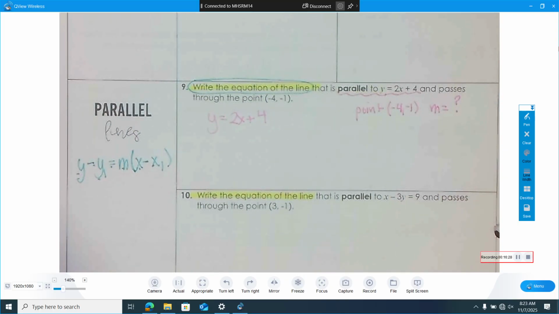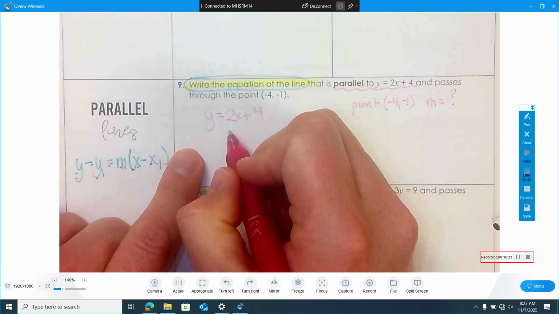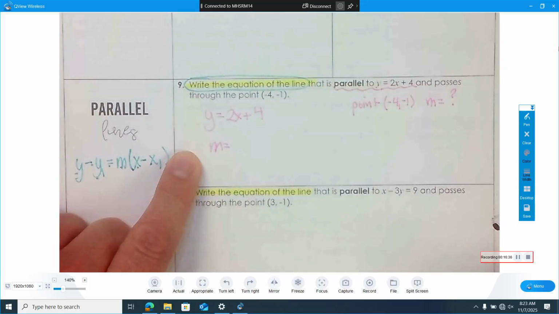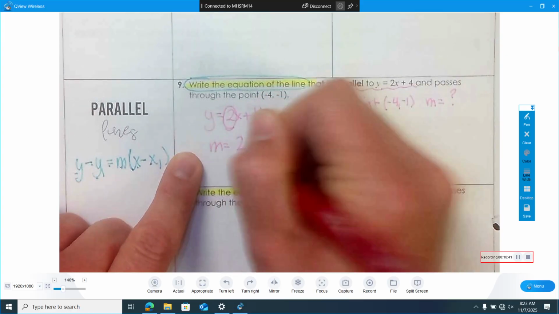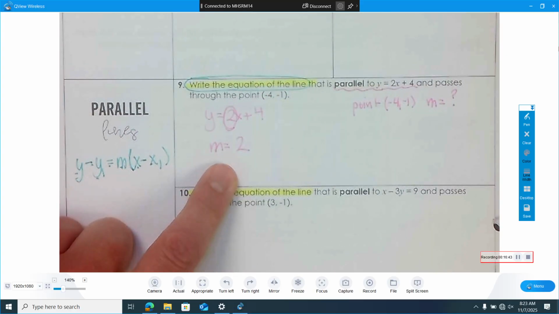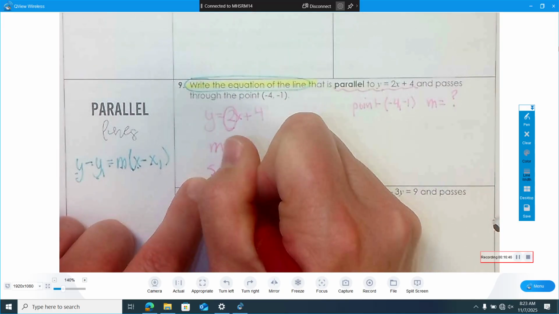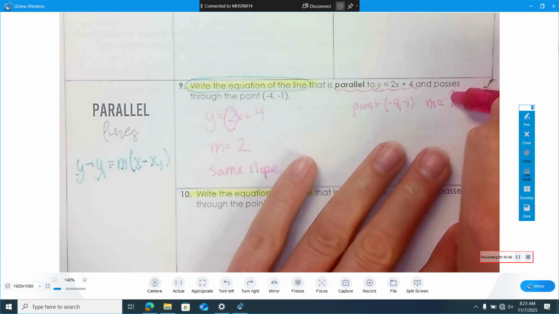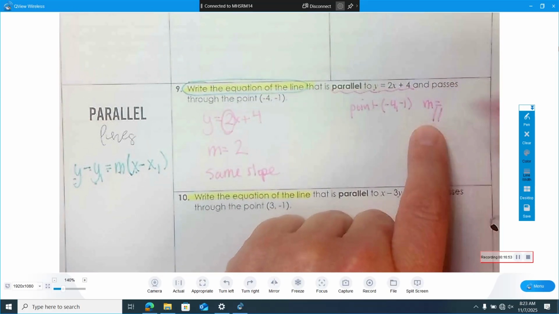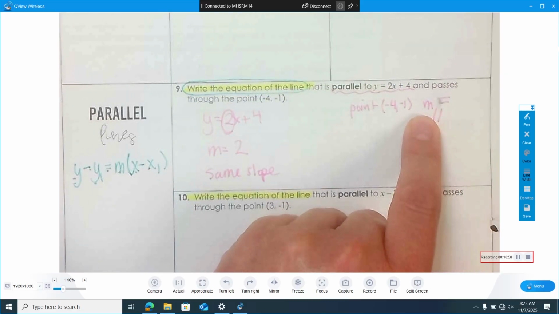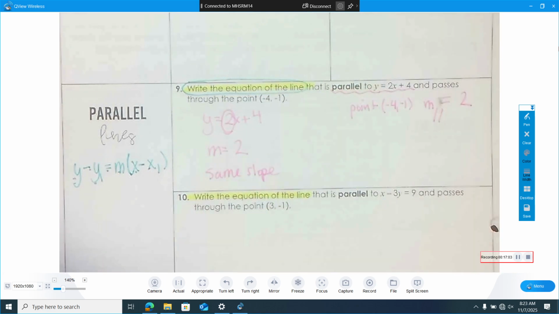How do I know how we make things parallel? What should I use? The same slope. All right, so what's the slope of this line? 2. Slope is the number in front of x, and we want a parallel slope, so we want the same slope. All right, and so I don't have a question of what the slope should be. My slope, that is parallel, I'm going to add some extra notation here. This says I want a slope that's parallel, and so I want the same slope, which would be 2.